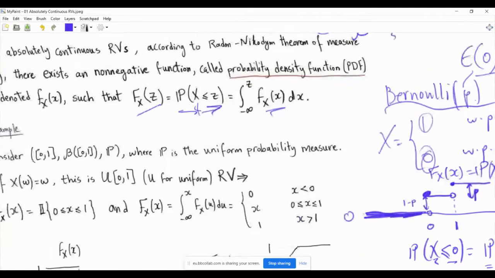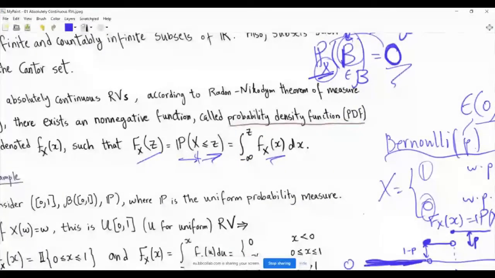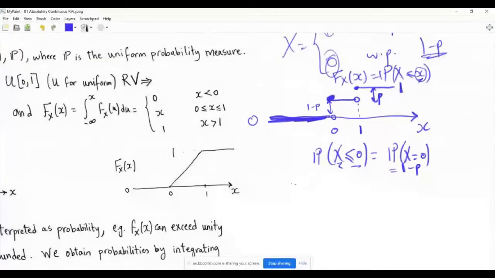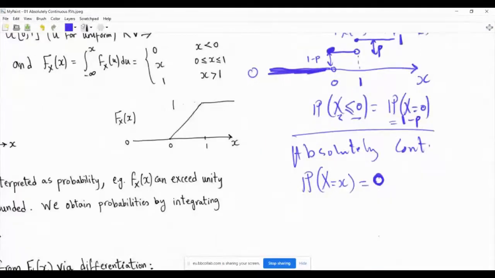So it has jumps. Now, for absolutely continuous random variables, no jumps, because the probability of singletons is equal to 0, right? Let's see why this is the case. For an absolutely continuous random variable, what is the probability that big X is equal to small x? It is equal to 0, by definition, because singletons are sets of Lebesgue measure 0. So if you have an absolutely continuous random variable, the probability that it takes a specific value is equal to 0.